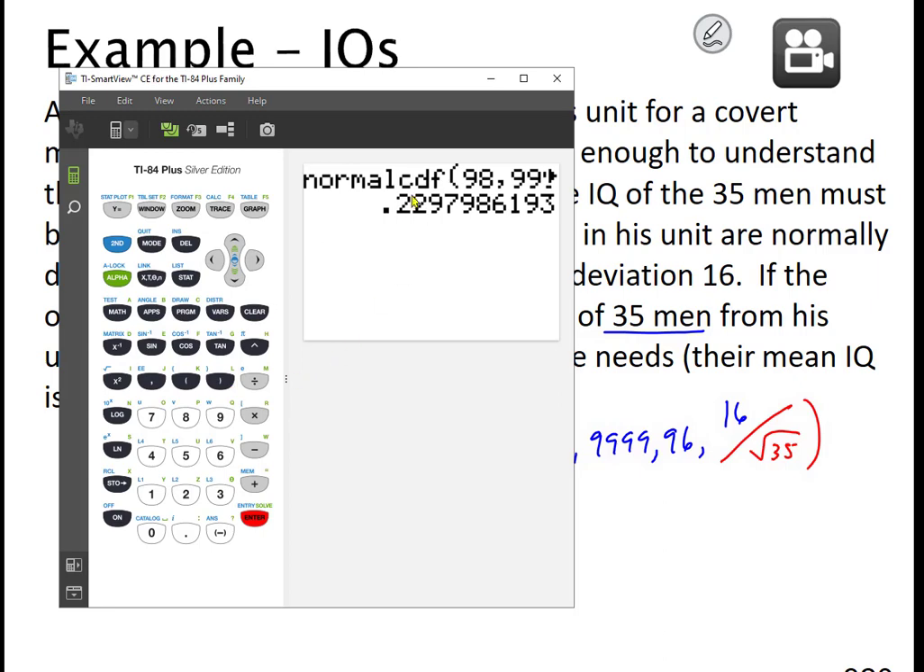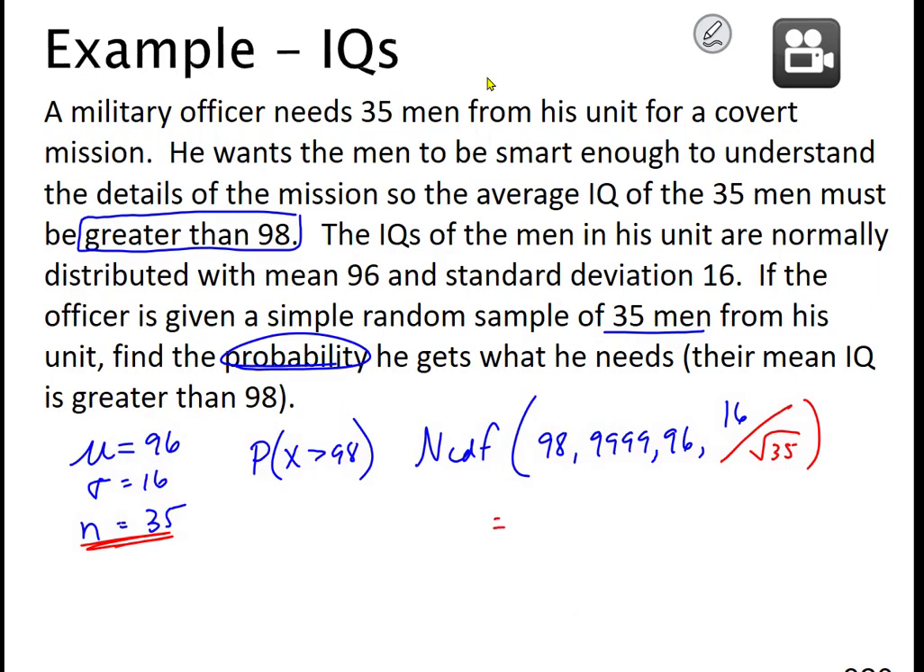If we go 4 decimal places, 0.2298. If you're having trouble typing that into your graphing calculator, make sure that you contact your teacher for help.